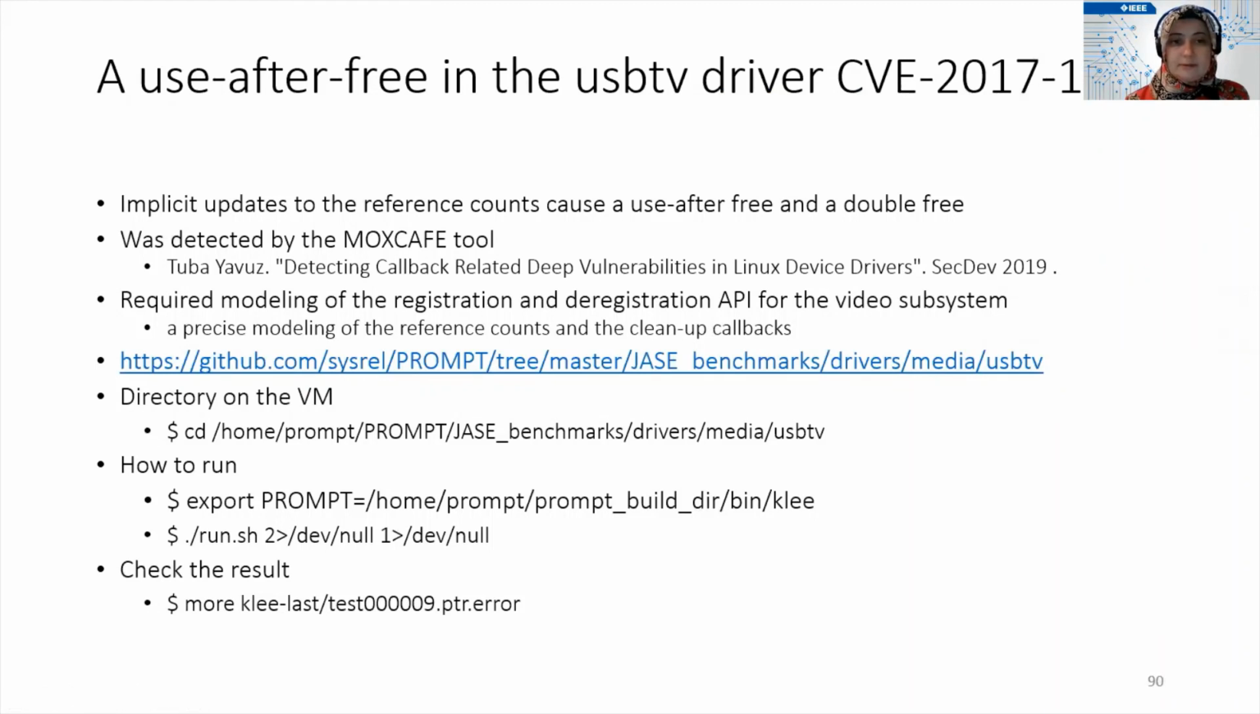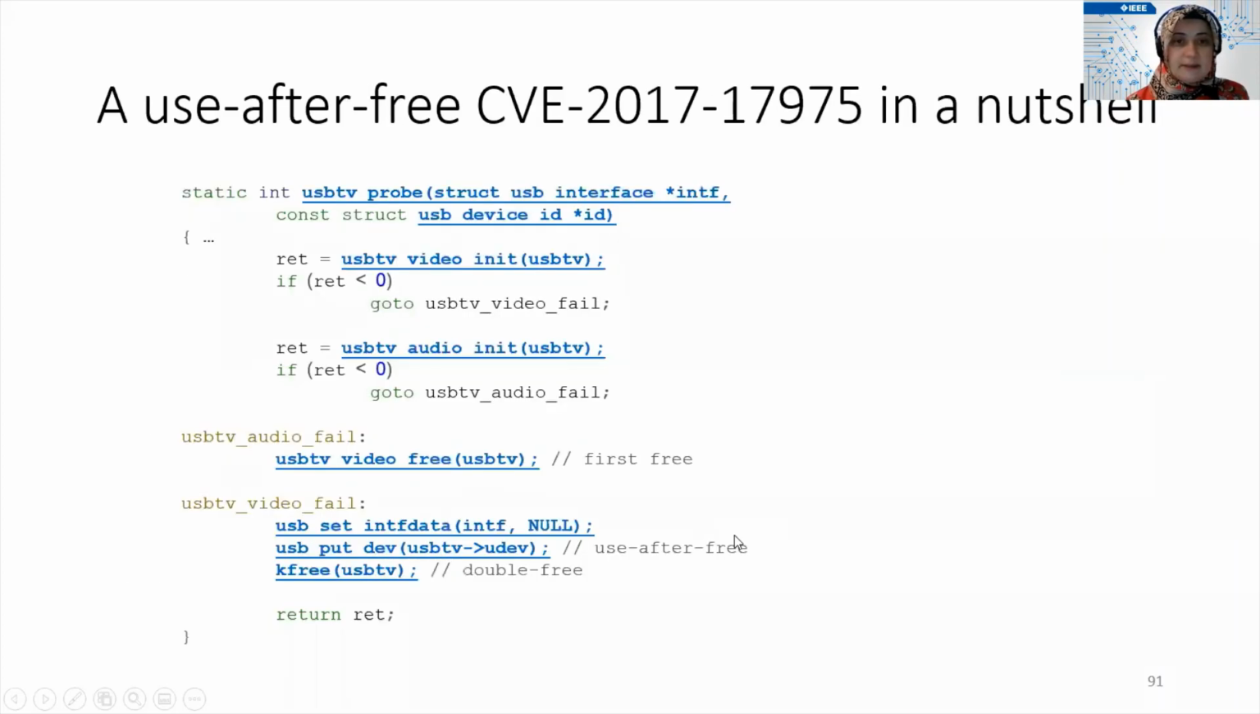The third real-world vulnerability is a use after free in the USB TV driver from the Linux kernel. This is also available under JSC benchmarks. So if you go to drivers, media, USB TV, you can have access to these. We analyzed something like 57 drivers from the Linux kernel, and we have also drivers from the sound and network subsystem, but I'm just going to talk about this one here.